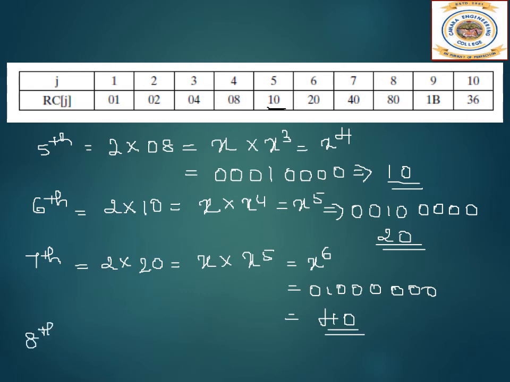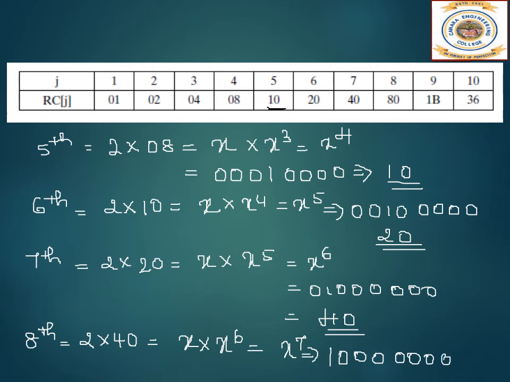8th round. For the 8th round it is 2 into 40. So, you know how 40 is represented. It is x to the power 6. 2 is x. X into x to the power 6. So, it is x to the power 7. How is x to the power 7 represented? 1, 0, 0, 0, 0, 0, 0 and 0. So, what is this? This is 8, 0. So, for the 8th round, we got it as 8, 0. Okay. Now, we will see the 9th and the 10th round.